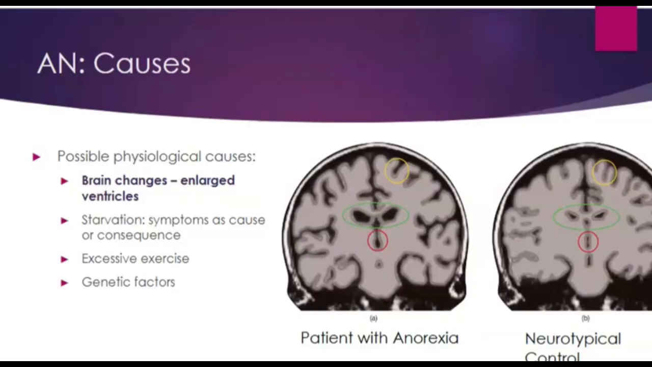So again, I just wanted to bring up that the cause of anorexia is not exactly 100% clear. We know that starvation, some of the symptoms of that, could cause these physical structure changes, but we don't know if the mental disorder comes first and then induces that starvation. So there just needs to be more studies in this area.